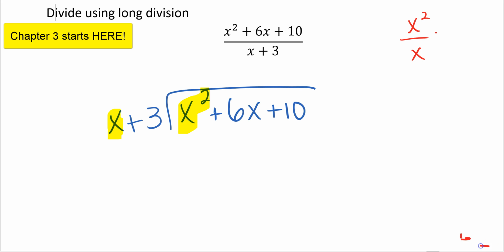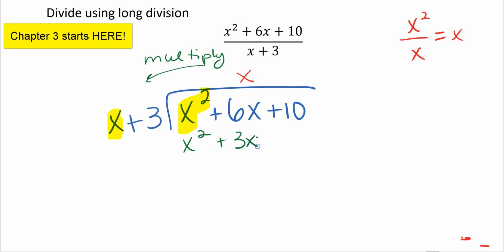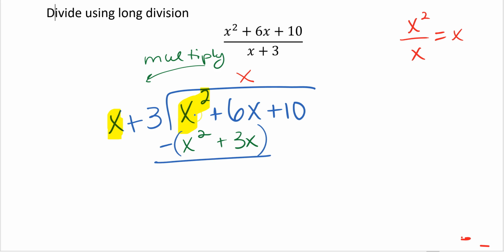That equals x. So we're going to write x in the quotient, and then we're going to multiply the x with the divisor. So x times x is x squared, and x times 3 is 3x. Next, we're going to subtract everything in the parentheses. So we have x squared minus x squared cancels out. Then 6x minus 3x is 3x. Then we're going to bring down the plus 10.